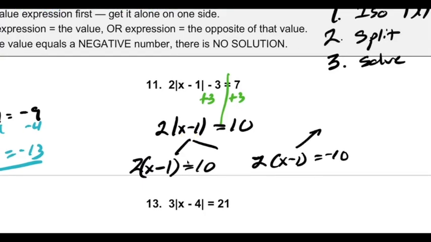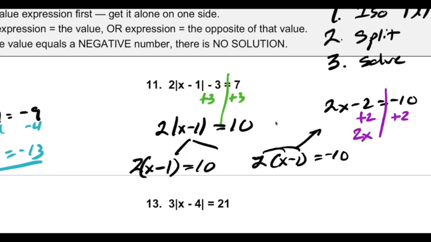Anyway, from here I gotta solve it. I am gonna distribute. So I get 2x minus 2 is equal to -10. Again, it would have been a lot faster if we just divided by 2 right here, but you see, right here we're gonna solve. So plus 2, plus 2, 2x equals -8. Divided by 2, divided by 2, x equals -4.